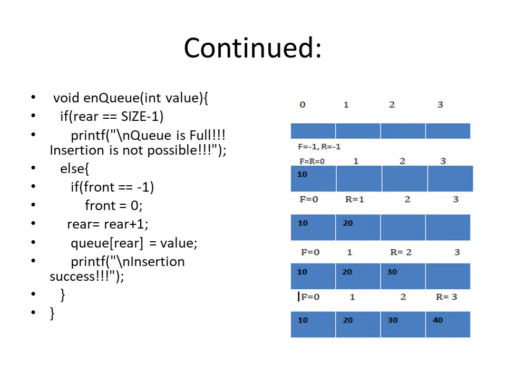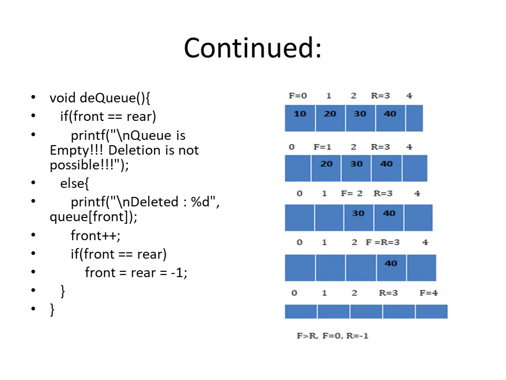This is inserting an element at the rear end. Now I am explaining how an element can be deleted. Before deleting also, we should check whether the queue is empty or not. If it is empty like this, you cannot delete any element from the queue. That is, when f equals r equals 0, you cannot delete. That means it may be 0 or it may not be 0. If f equals r equals 3 and the condition is true, what happens? It will print queue is empty, deletion is not possible.